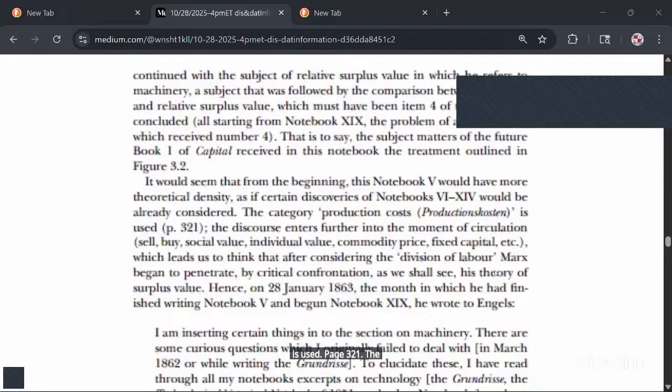The discourse enters further into the moment of circulation. The moment of circulation, remember we talked about that before. That is sell, buy, social value, individual value, commodity price, fixed value, etc. Which leads us to think that after considering the division of labor, Marx began to penetrate by critical confrontation, as we shall see, his theory of surplus value. Something extra is being taken out. It goes somewhere.